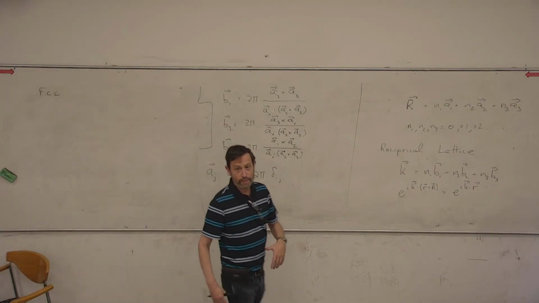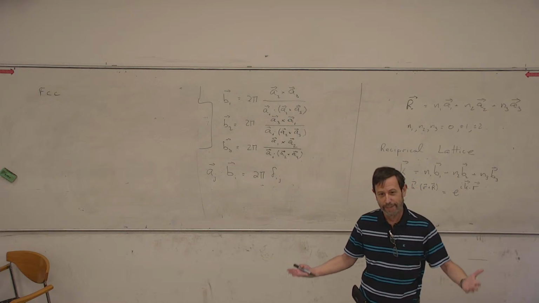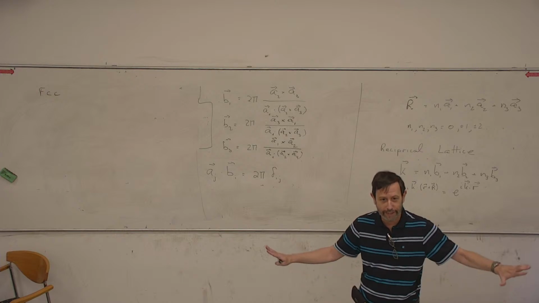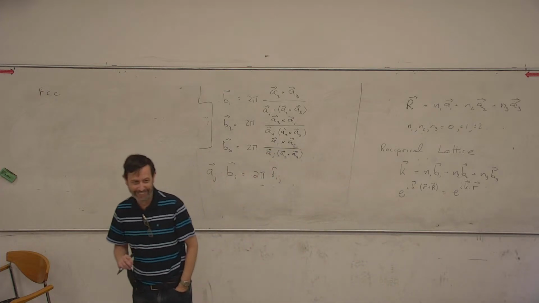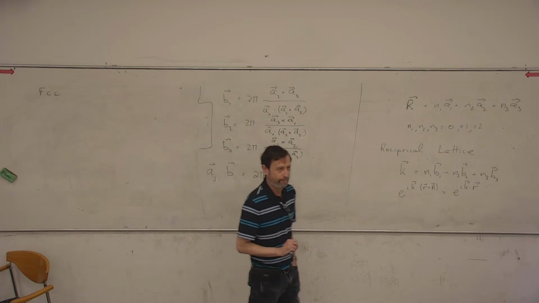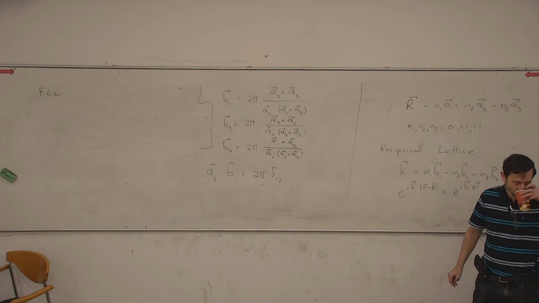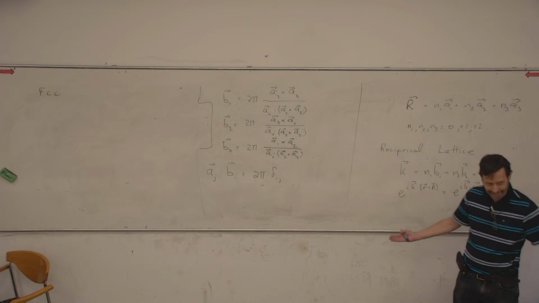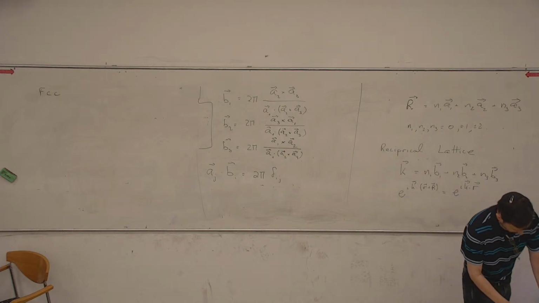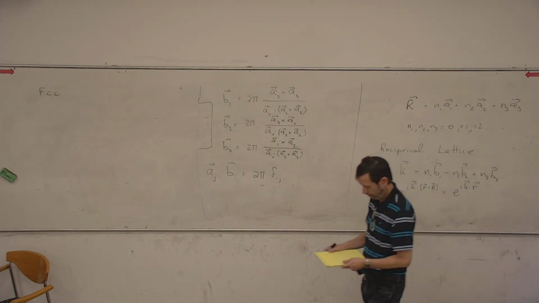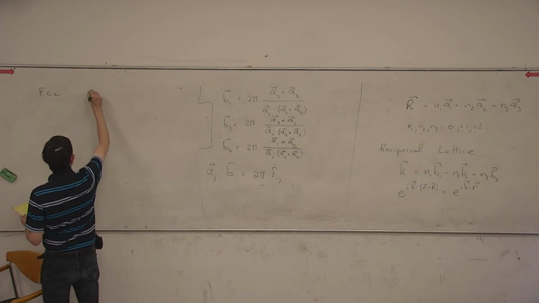This construction was needed because 3 dimension is more complicated. For 1 dimension, 2 pi over A, I don't have any other structure. I'll let you think at home what happens for 2 dimension. For simple cubic, I can have something. Okay, FCC. Okay. The same procedure.